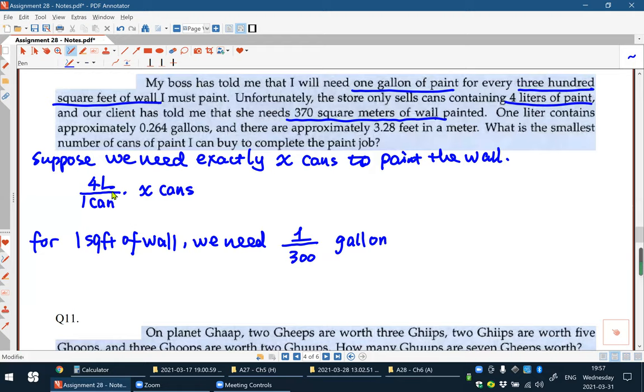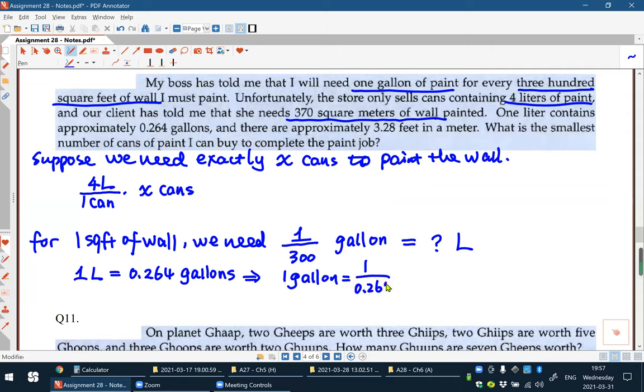But here we only have the unit liters, right? So we need the conversion rate between gallons and liters, right? We need to know that such number of gallons equals to how much liters, right? Okay, so what is this information? We know that 1 liter equals approximately 0.264 gallons. Right? So that means per gallon, 1 gallon equals 1/0.264 liters, right?